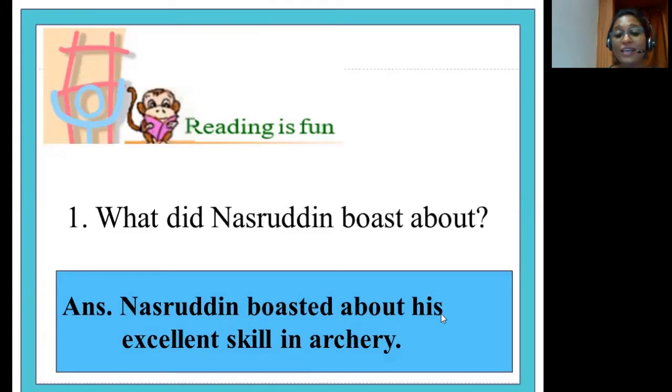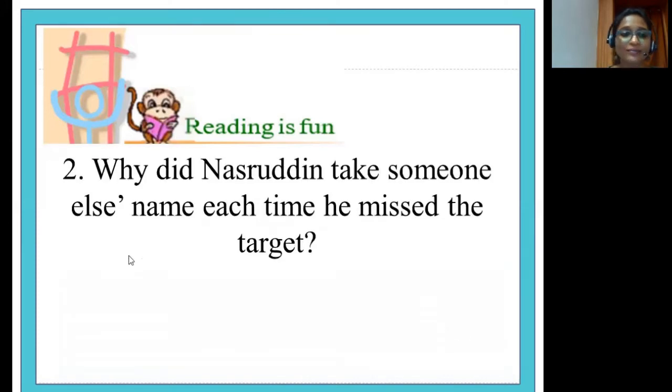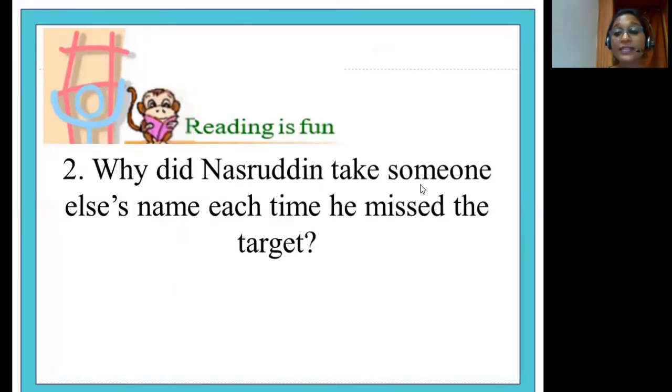Nasruddin boasted about his excellent skill in archery. Okay? Moving on to our second question. Why did Nasruddin take someone else's name each time he missed the target? Now quickly help me out here, children. Why did Nasruddin take someone else's name each time he missed the target?